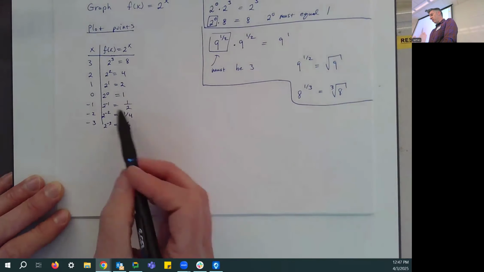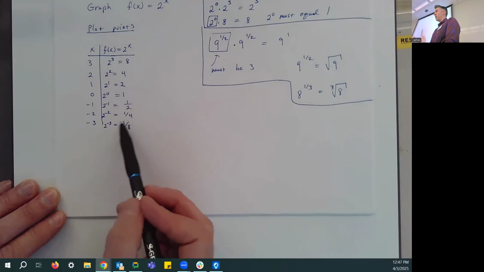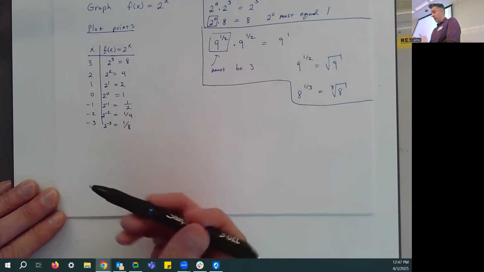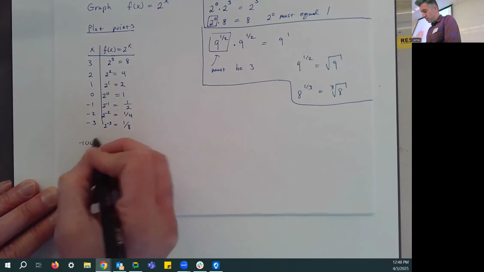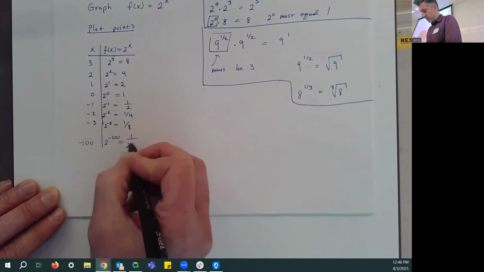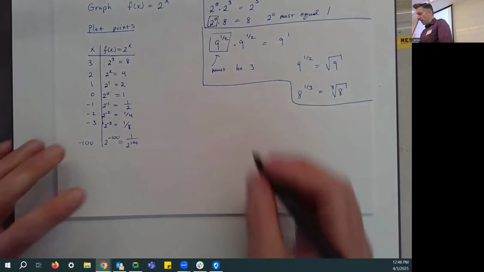You might notice here that as x gets more and more negative, these values get smaller and smaller, but they stay positive. If x was like negative 100, you get 2 to the negative 100, which is 1 over 2 to the positive 100. 2 to the 100 is a really big number. 1 divided by that is a really, really small positive number, very close to 0.